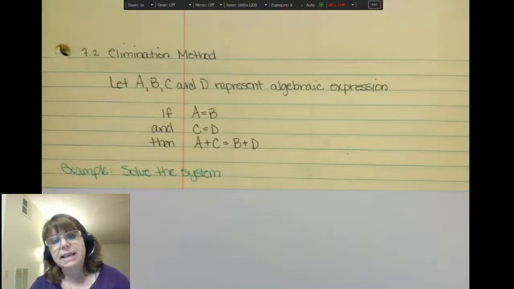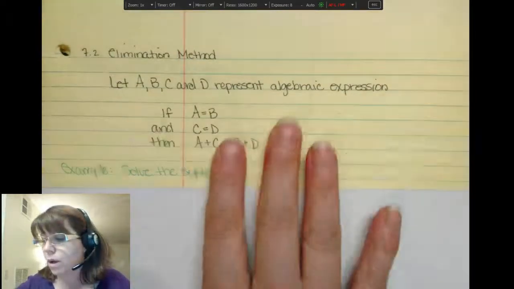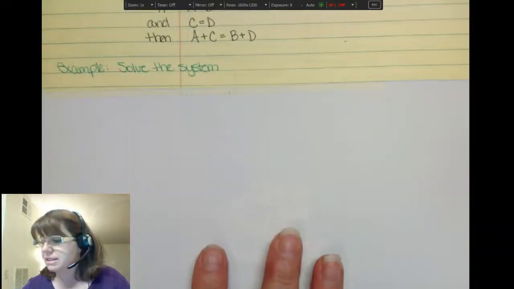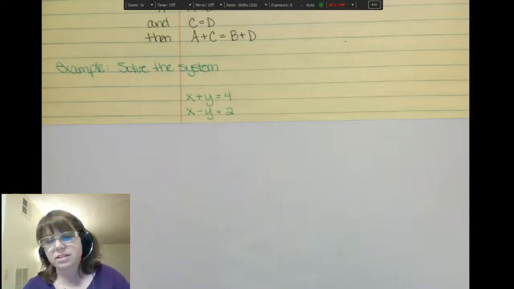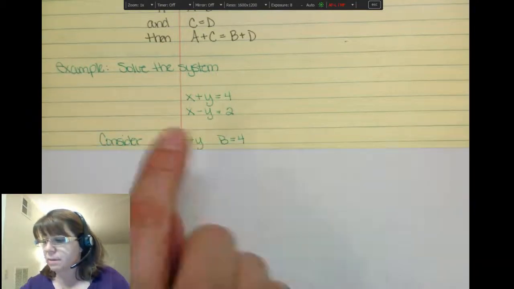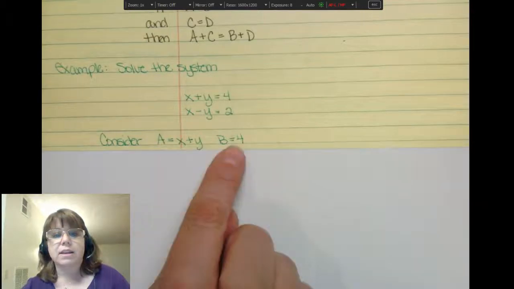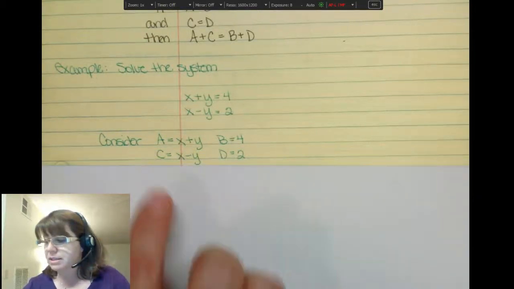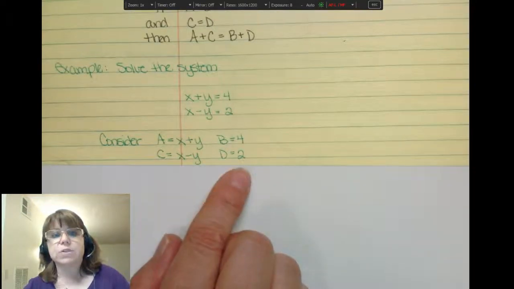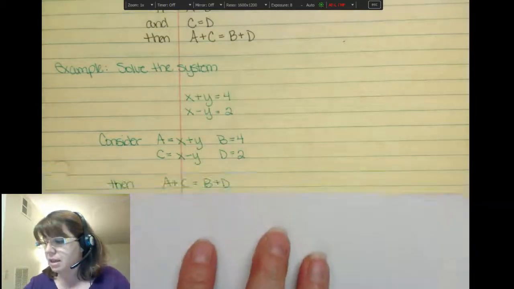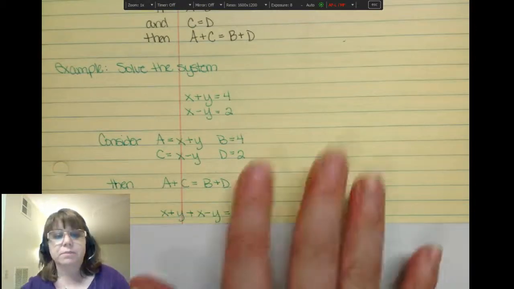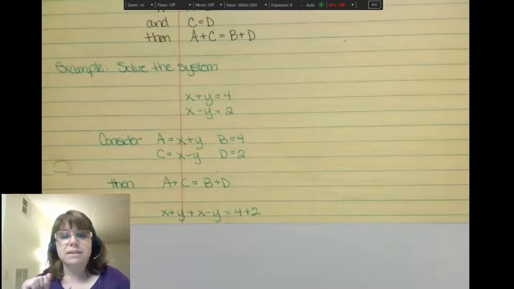So let's take an example and use what we have now at our disposal to solve the system x plus y equals 4 and x minus y equals 2. There's a couple ways of looking at this. I'm going to consider that A equals x plus y and B equals 4, C equals x minus y, and D equals 2. Using what I know about A plus C equals B plus D, I'm going to add the two of them together. So x plus y plus x minus y will equal 4 plus 2.